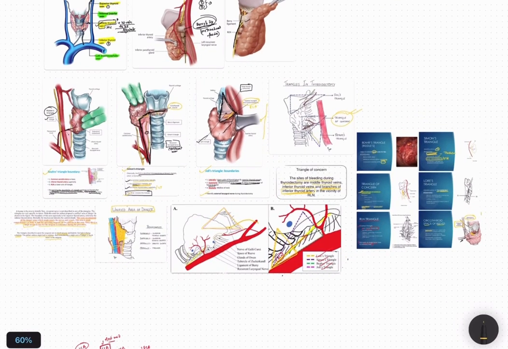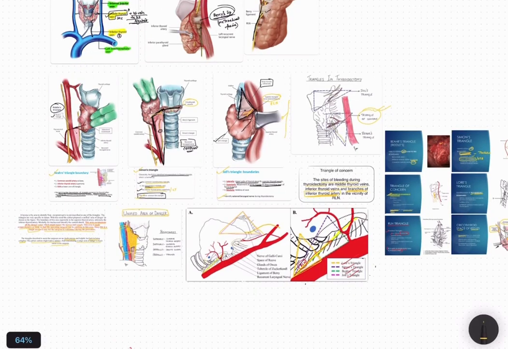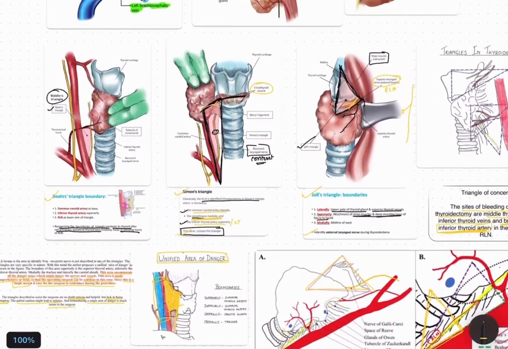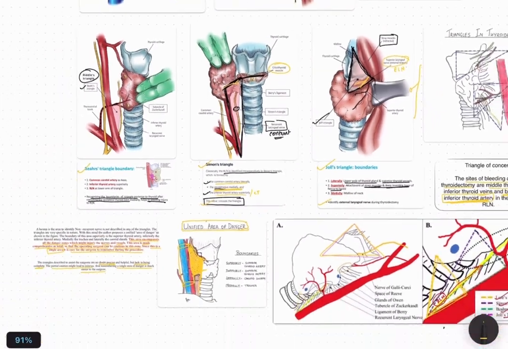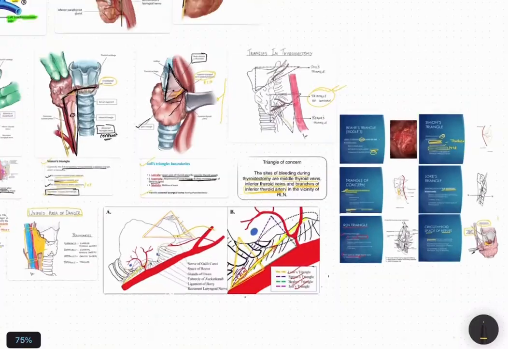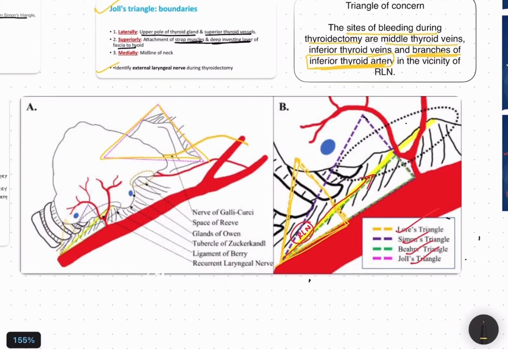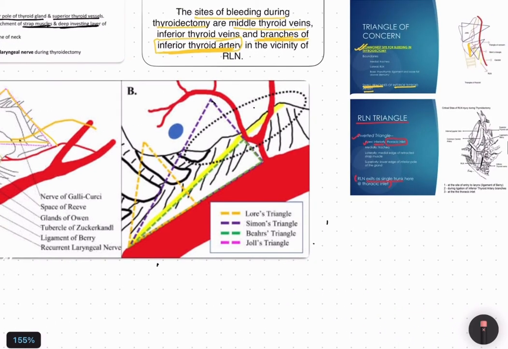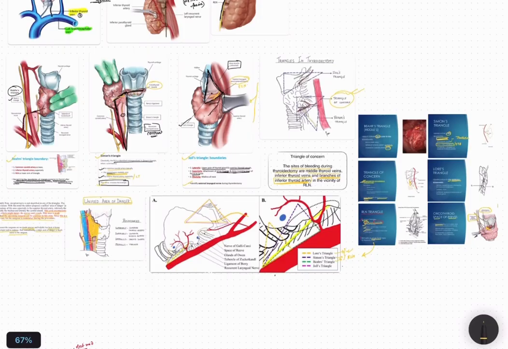It might be very difficult to remember everything, so please remember Beard's triangle, Simon's triangle and Lore's triangle, these three triangles. These three are important. Another is the unified area of danger. Just go through this image where all the triangles are mentioned. Lore's triangle is for the inferior portion of the recurrent laryngeal nerve. Simon's triangle and Beard's triangle are for the recurrent laryngeal nerve, and this you have to remember. So this is all you have to remember.